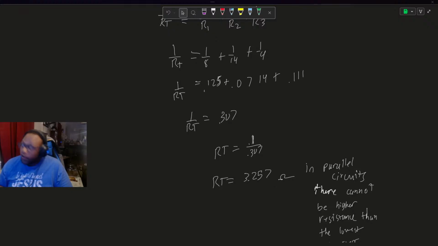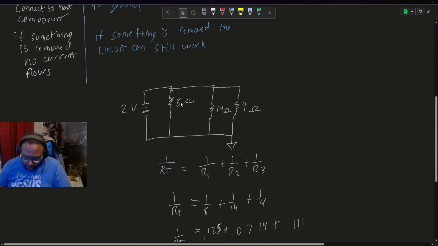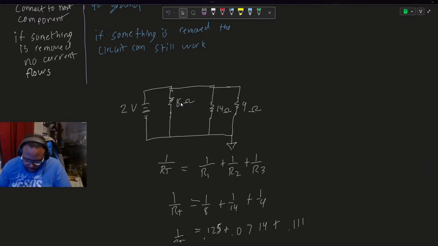So, to go back to what Krim was saying about parallel circuits, if I remove this line, say I remove the 8 ohm resistor, I still have a parallel circuit. I still have a circuit that is tied to ground. I still have a resistor, and I still have another resistor, and I still have a circuit that's tied to ground with a power supply going through it.